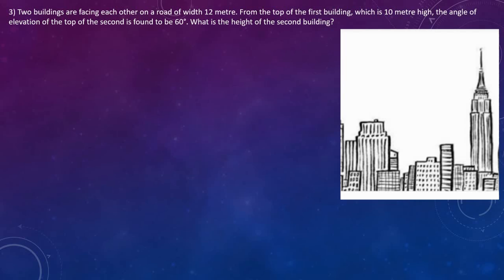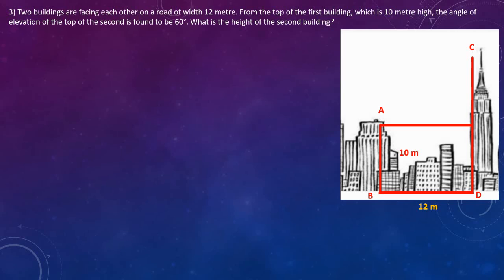So suppose, let us consider the two buildings as this building, which is AB, which is 10 meters, and the second building as CD. So we need to find the height of the second building, which is CD. Also the width of the road is given, that is 12 meter. So suppose BD is the width of the road, which is 12 meter.